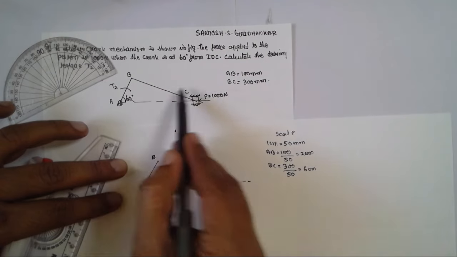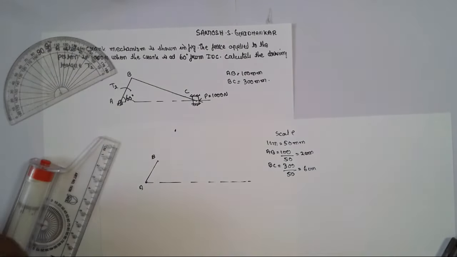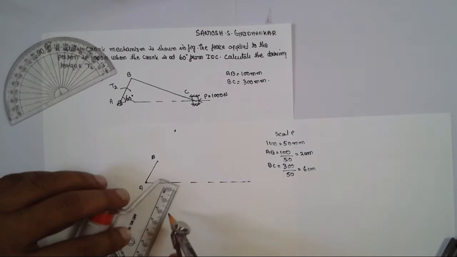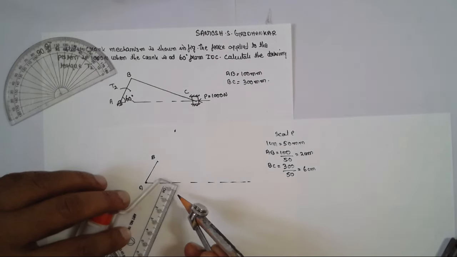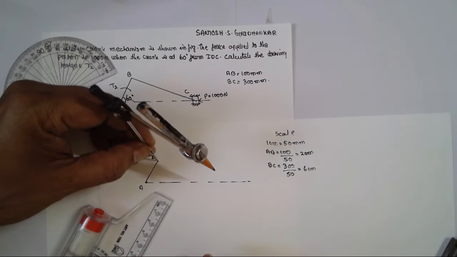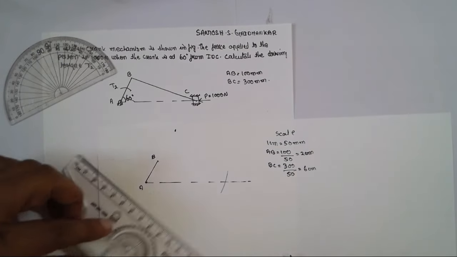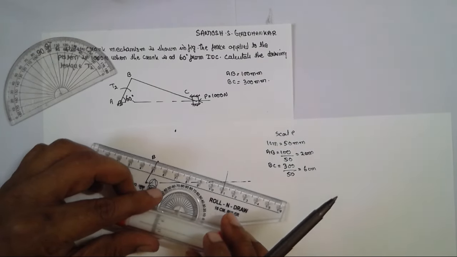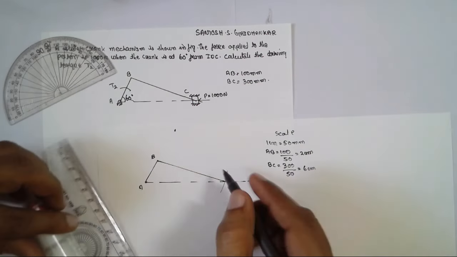From B to C, it is 300 mm, which is 6 cm. Now cut an arc of 6 cm from B here. Now draw the line and complete the diagram. Now this is C.